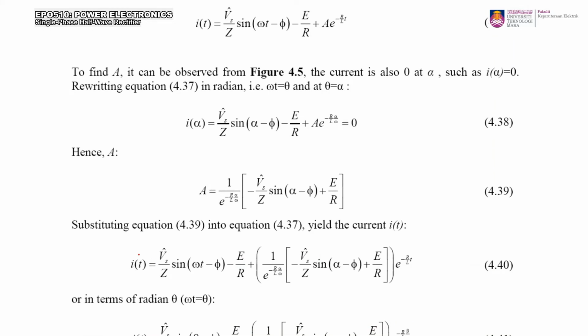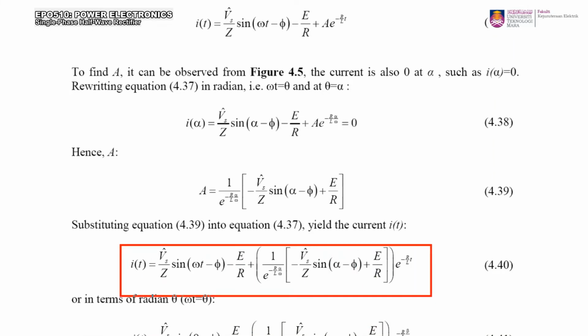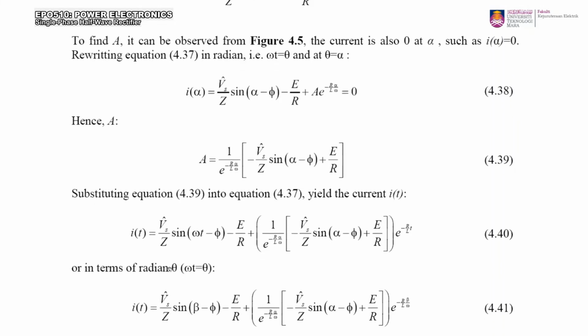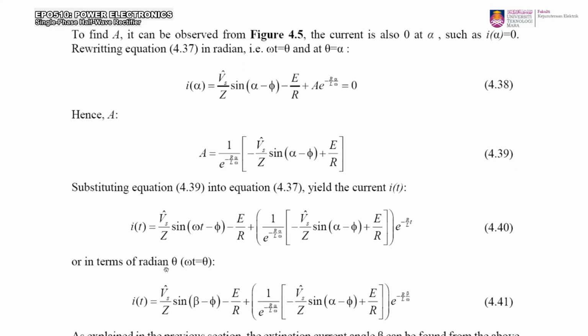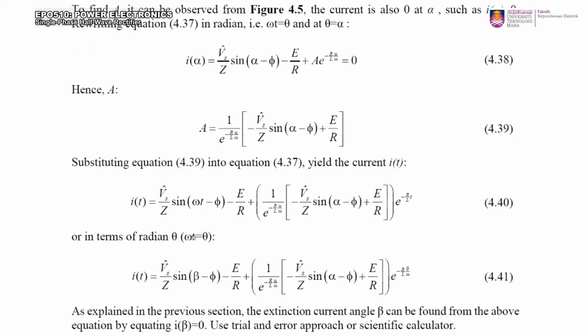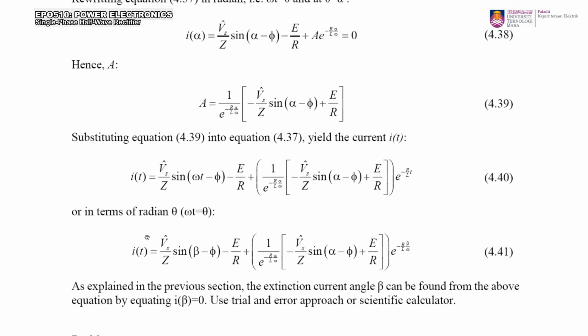Okay, so this is the complete equation in terms of time domain, and you can change that to radians, whereby omega t equals theta. So this will be your long equation. This is for your knowledge. Normally we don't test you on this, right? So again, you have the equation here.